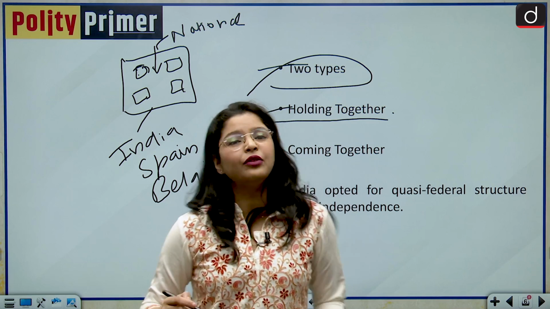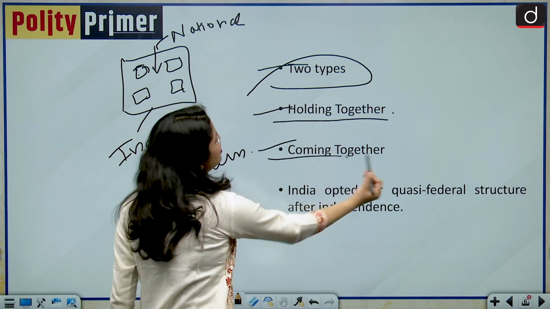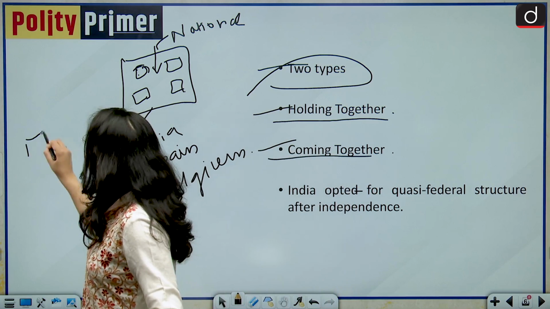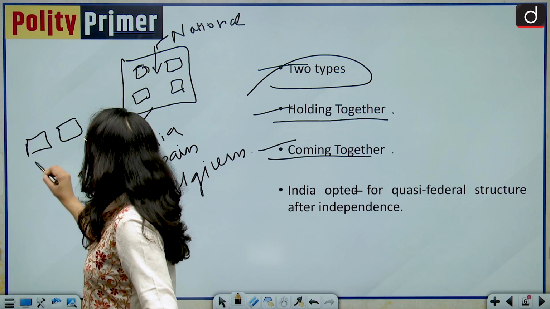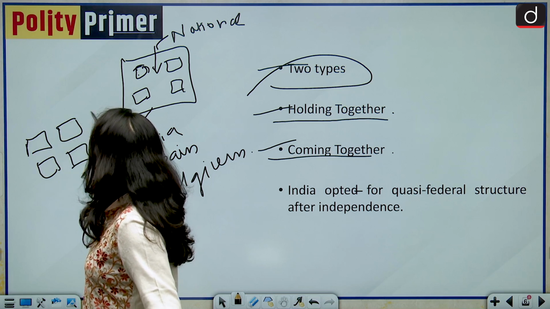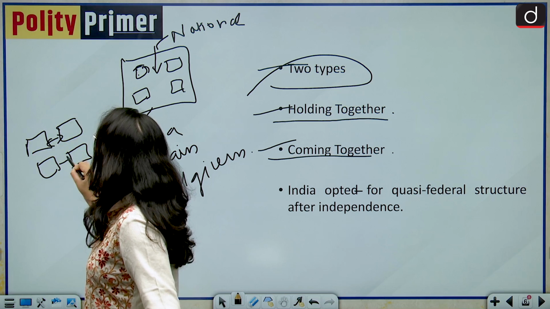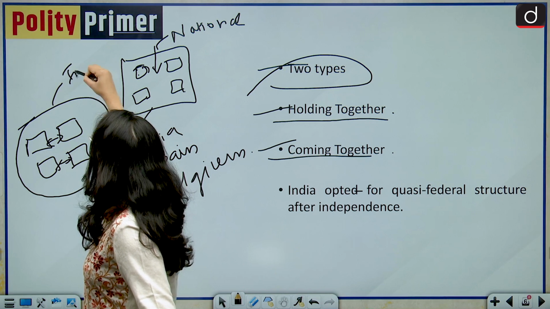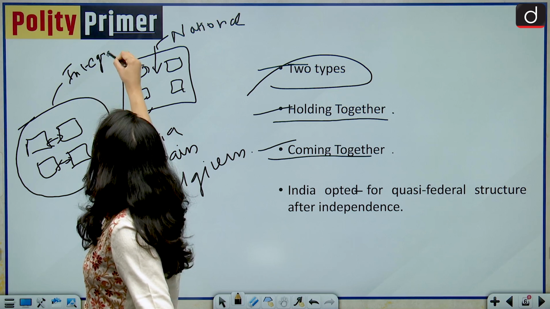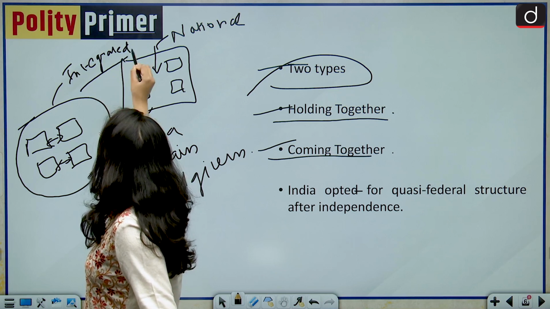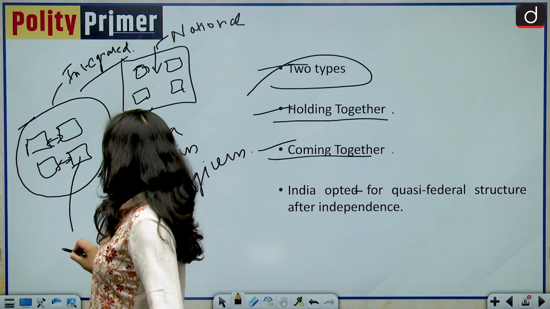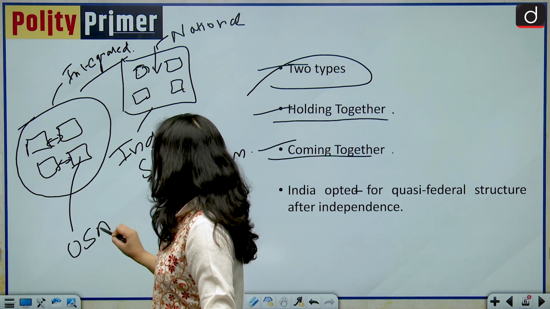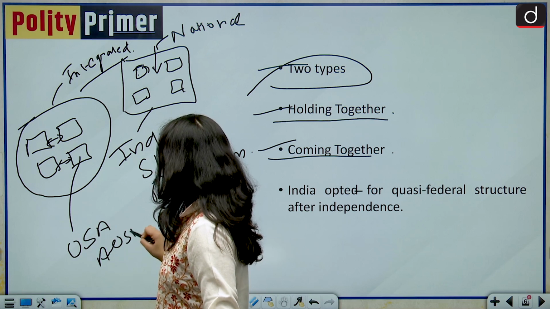Now let us understand what is coming together federalism. In coming together federalism, these are the constituent units, okay, and they come together to form one integrated unit. So this is known as coming together federalism. Examples include USA, Australia, etc.